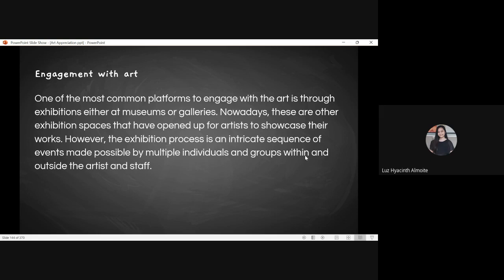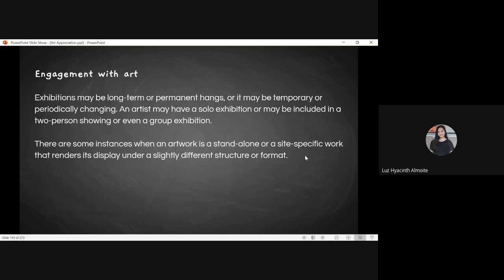For example, the white cube often renders everything peaceful and calm. However, the exhibition process is an integrated sequence of events made possible by multiple individuals and groups within and outside the artist and staff. So this may be a long-term or permanent task, or it may be temporary or periodically changing. An artist may have a solo exhibition or may be included in a two-person showing or even a group exhibition.